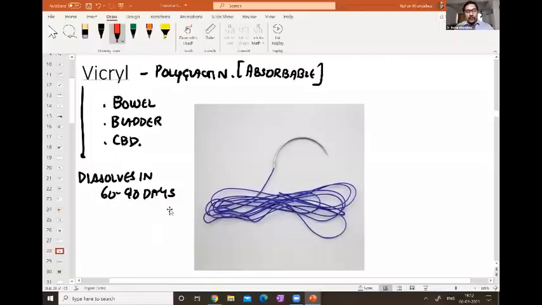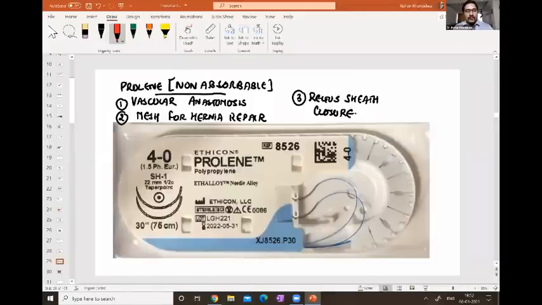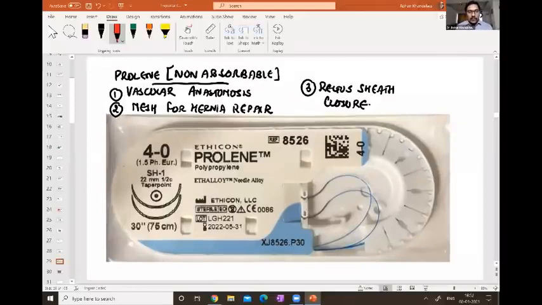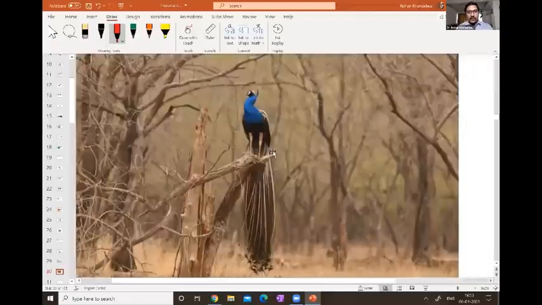Prolene is extremely important from the exam. The uses of Prolene have been asked multiple times in the exam. Prolene is a non-absorbable suture and it can be used for vascular anastomosis, mesh for hernia repair, and rectus sheath closure. These are the uses of Prolene, which you should remember for the exam. Prolene is blue in color. Right? It's like this blue. This was a picture which I clicked in Jaipur. Same blue color. This is the color for Prolene.